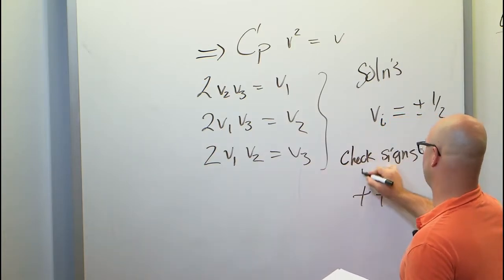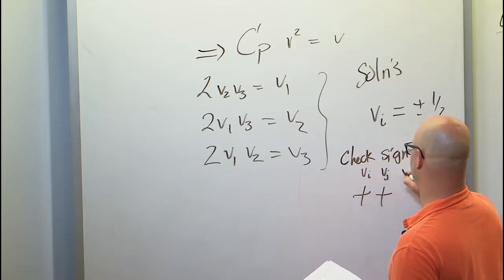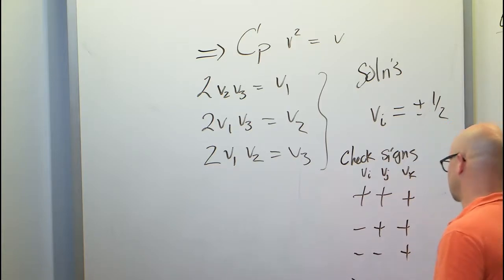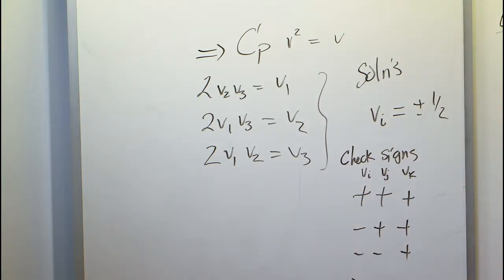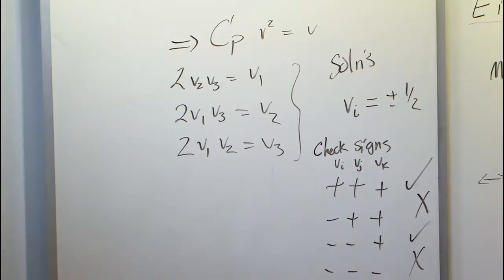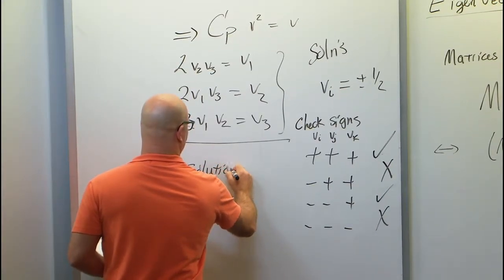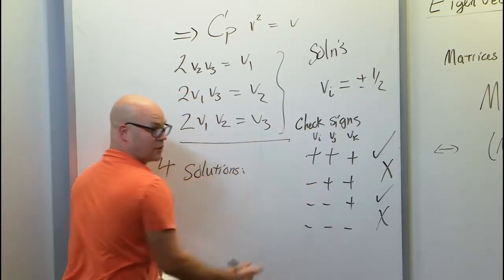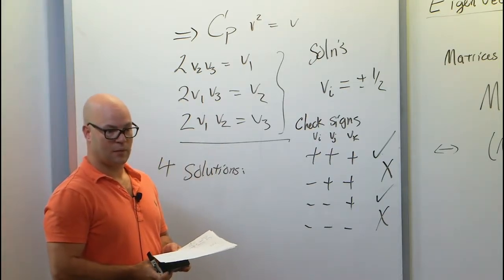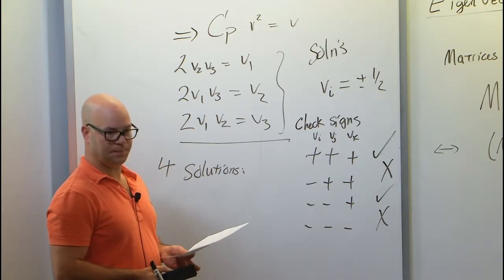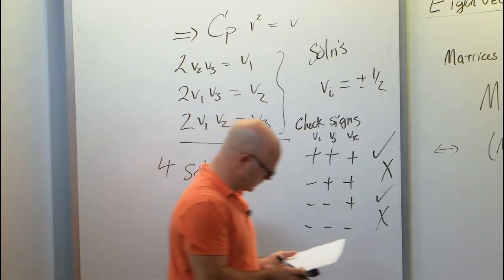So I could either have v_i, v_j, and v_k be all plus. I could have a minus, plus, plus. I could have minus, minus, plus, and I get a minus, minus, minus. So the system's completely symmetric. This collection of signs can work, and this collection of signs can work. These two collections of signs cannot work. So this is 4 solutions. So 1, 2, 3, 4. So this is for eigenvalue 1. There's also 3 solutions for eigenvalue 0. Good. I picked eigenvalue 1 for this.